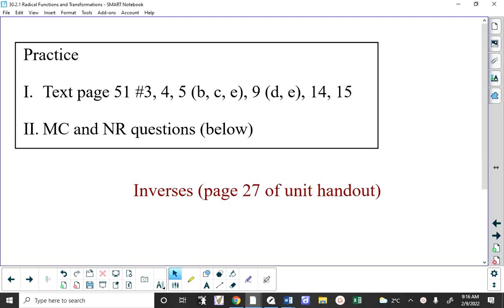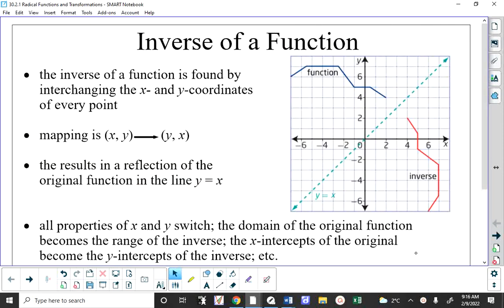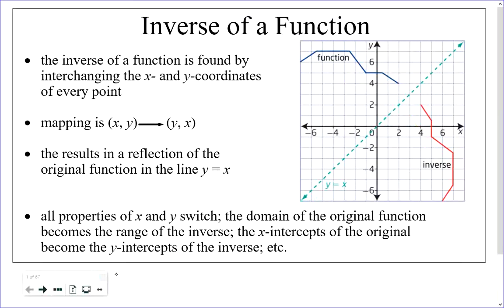So we are looking in your textbook on page 51, and I believe page 27 of your unit handout for the multiple choice numerical response questions. Just to go through a quick review here, there is an awful lot of information in terms of the inverse of a function or the inverse of a relation.